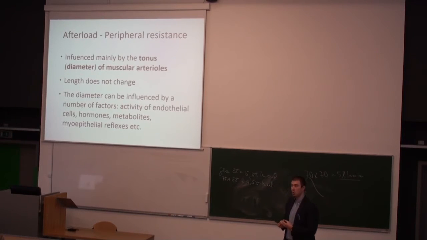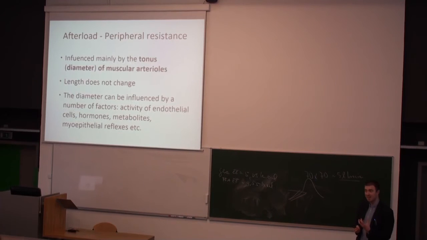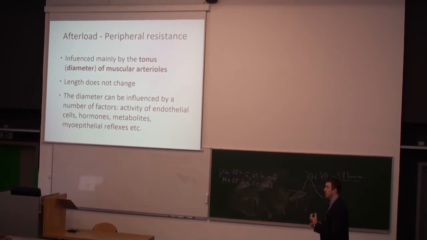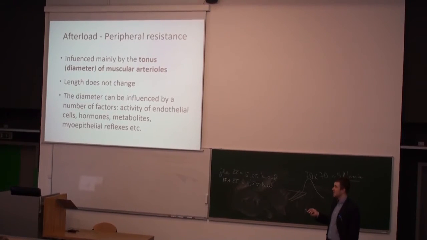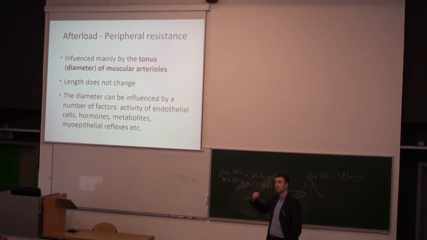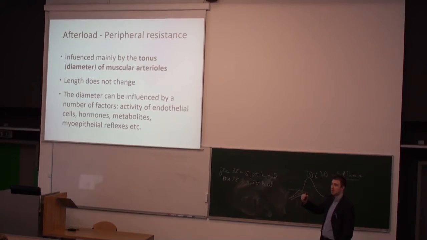And as you know, only some blood vessels can actively modify the diameter. For example, capillaries cannot do it. The most effective place for the regulation are muscular arterioles. And the diameter modifies the afterload, and therefore it modifies the systolic volume.